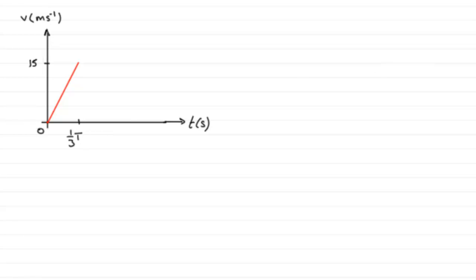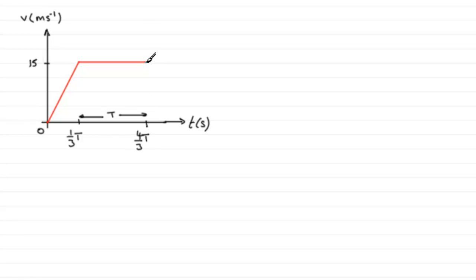Then we're told the car moves at a constant speed of 15 meters per second. So there's no acceleration, so you'd expect it to be a horizontal line. And it moves at this speed of 15 meters per second for a further t seconds. So that means that this interval of time from here to this point here is t. Be careful here, it's not that this time is t. It's going to be a third t plus a further t. So that's going to be 4/3 t.